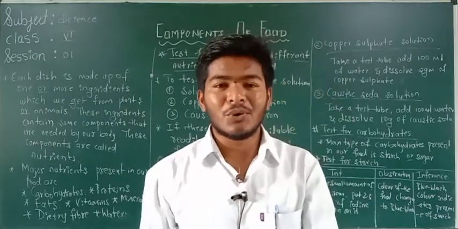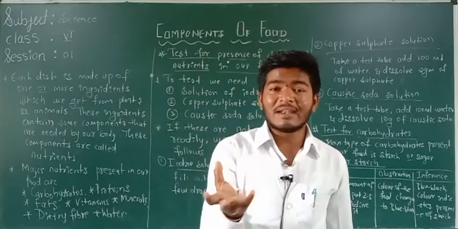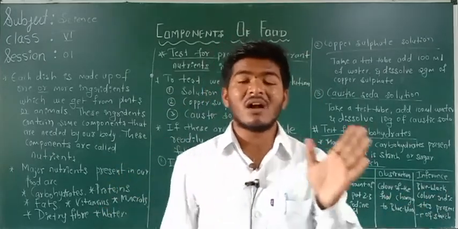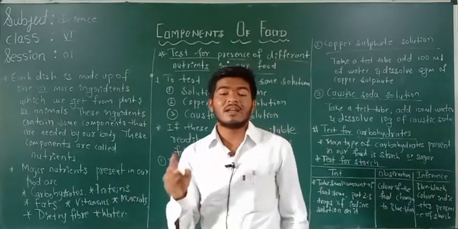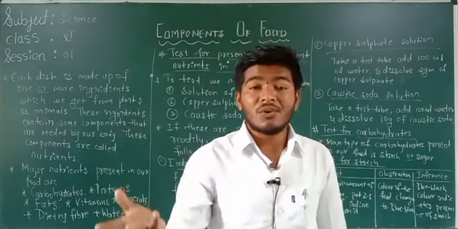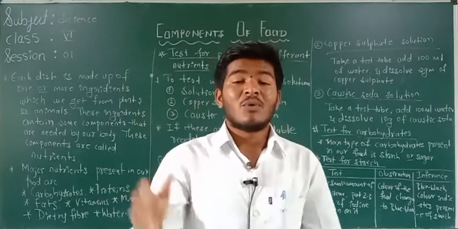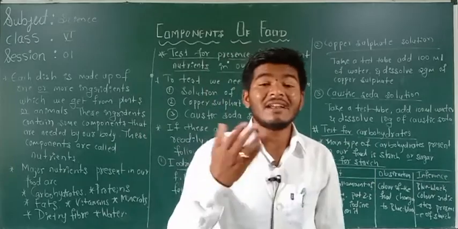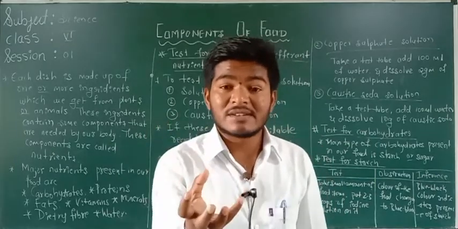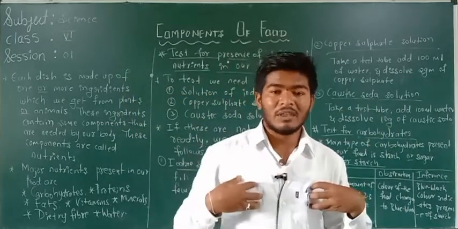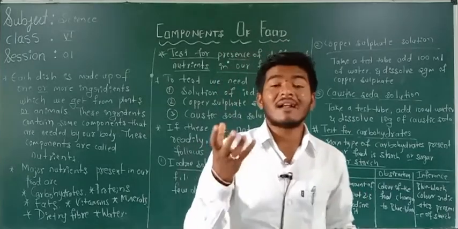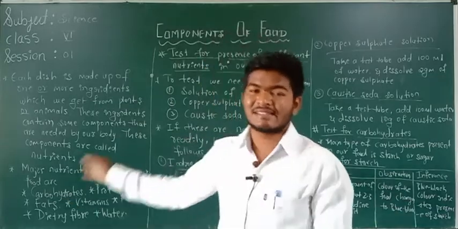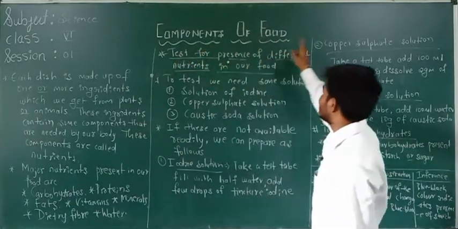Also, one food contains lots of ingredients. The food is not made by a single ingredient; it is made by three or four ingredients. And what are those ingredients? In this chapter, these ingredients contain some components that are needed by our body. What are those components, and why do we need them? That we study in this second lesson, components of food.